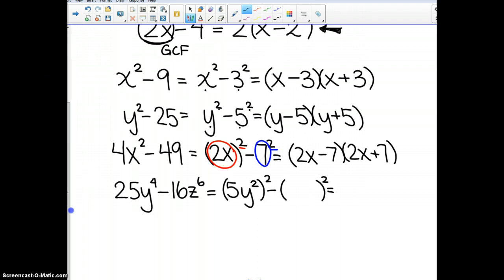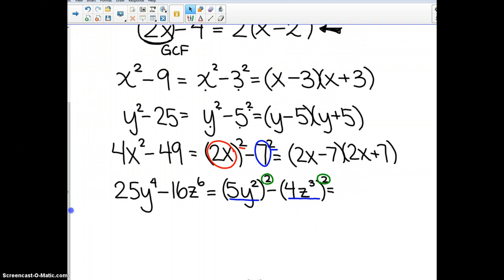Moving over to the 16z to the 6th, 16 can be written as 4 squared. Z to the 6th, I take 2 times 3 to get 6. So if I square z cubed, that's what's going to get me to z to the 6th power. Okay. So I need these to be squares for me to use my formula. So then I get to come up with what is a, what do I square in each expression there to get back to those values that we started with at the beginning.